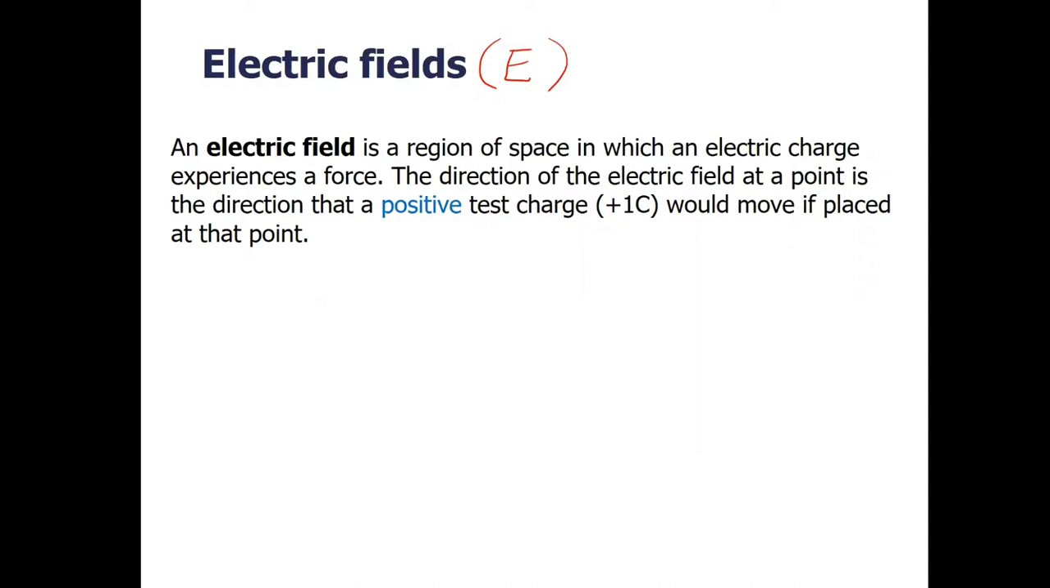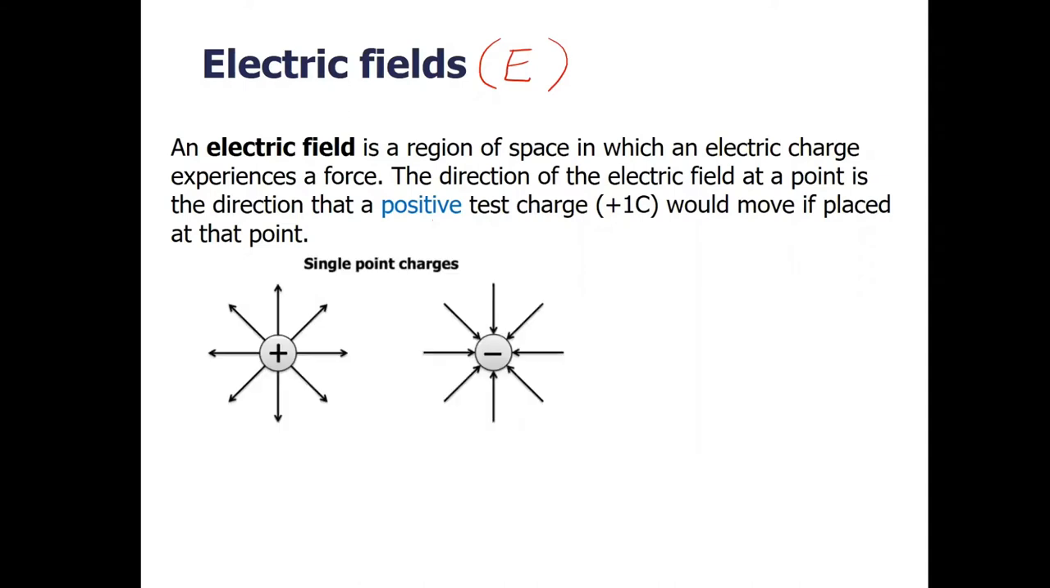Now, the direction of that field is determined by the direction that a positive charge will move in. Remember, there's nothing running or moving from one charge to the other. Our field lines are there as a kind of an understanding for us.